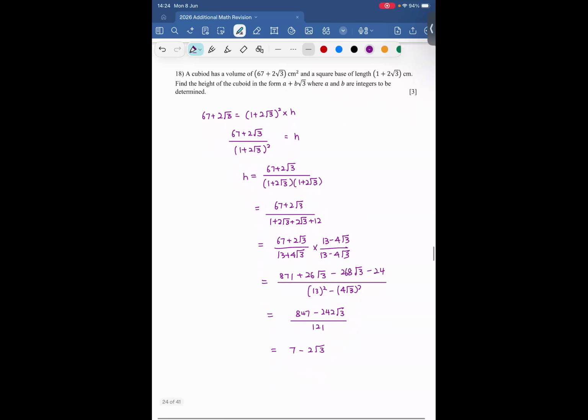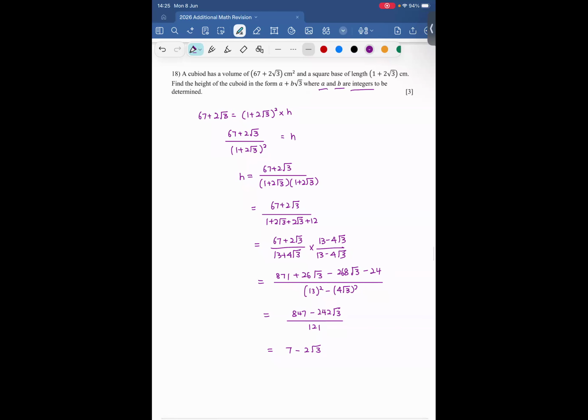Okay, next part. So that is all about surd. So sometimes surds can involve your trigonometry as well. Okay, so how to check you are correct? You can see that the question say A and B are integers. So if you don't get integers for these two, you are definitely wrong. Okay?